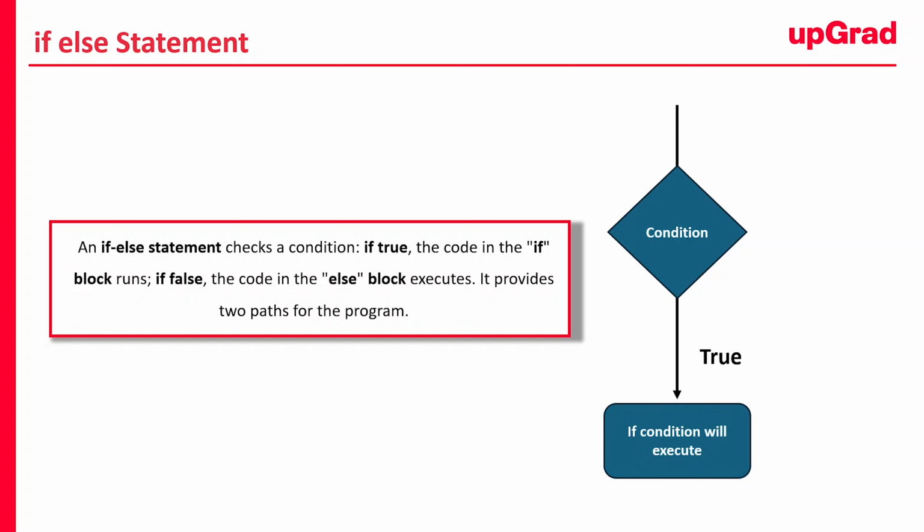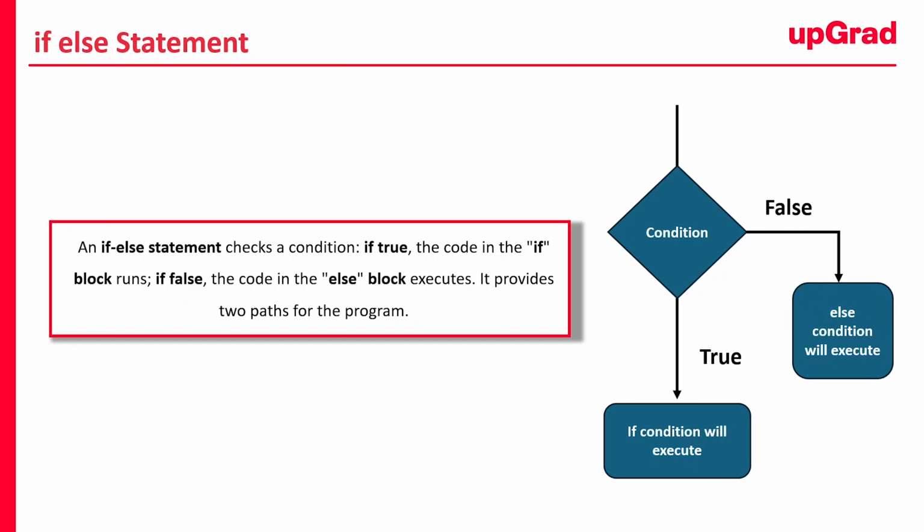But if the condition is false, the program doesn't just stop. Instead, it moves to the else block and executes the code there. So you can think of it as giving your program two paths to follow. If this is true, do this, but if it is not true, do something else. It's a way to handle two different possibilities in your code, depending on whether the condition is met or not.